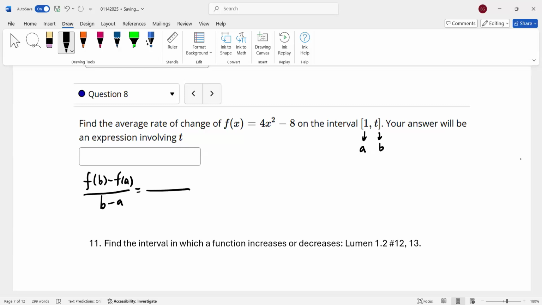Okay, then what is f of a? So here b is t, a is 1. So in the numerator, we are looking for f of t minus f of 1. Okay, function f is given, the machine. How the machine works is given. Now let's see, how do we find the output of the machine for given input t and 1? The function f of x equals 4x squared minus 8.